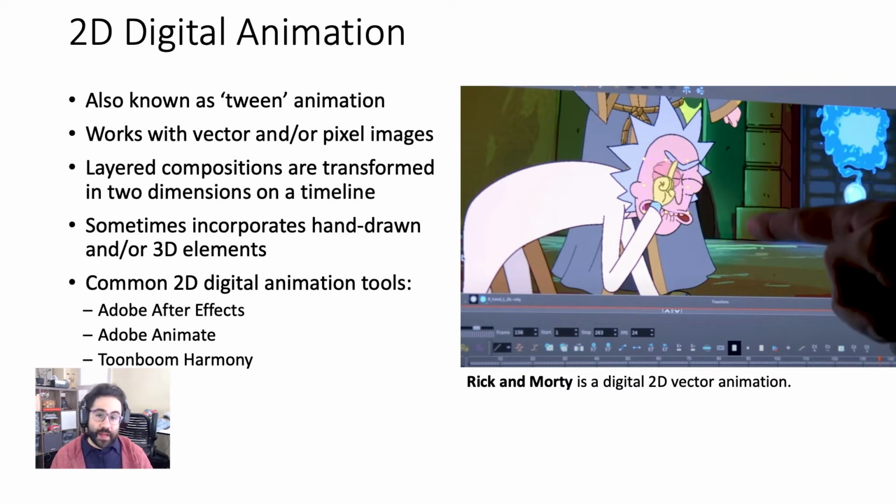And a great example of that is Rick and Morty, which is a 2D digital vector animated show that also sometimes incorporates hand-drawn segments along with 3-dimensional elements. Some common tools for making 2D digital animation include Adobe After Effects, Adobe Animate, and Toon Boom Harmony.